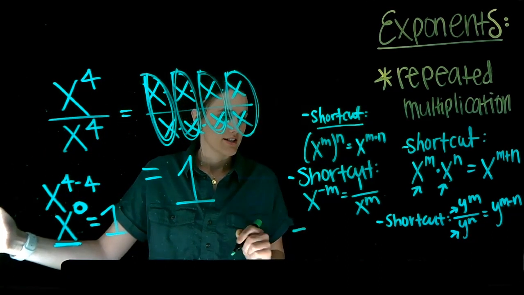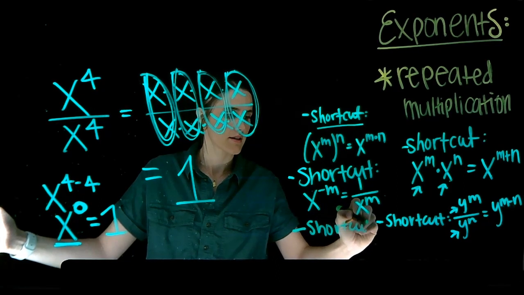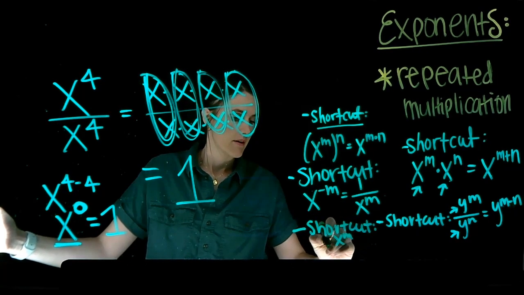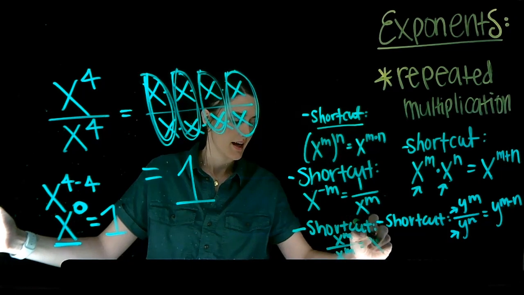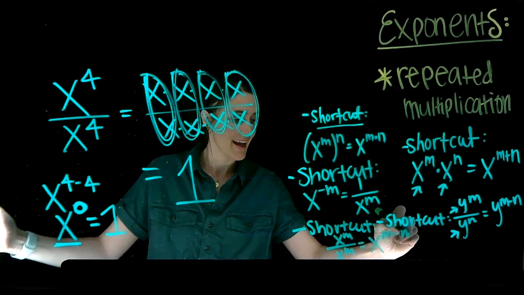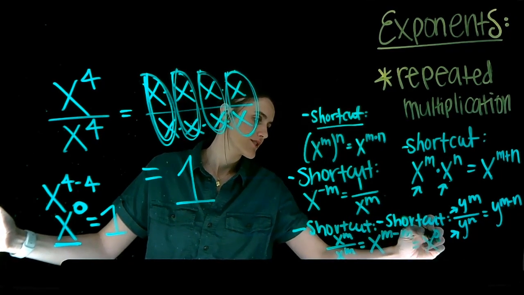So you can write that in a generic form. For our shortcut, we can say x to the m over x to the m equals x to the m minus m, which equals x to the 0, which equals 1.